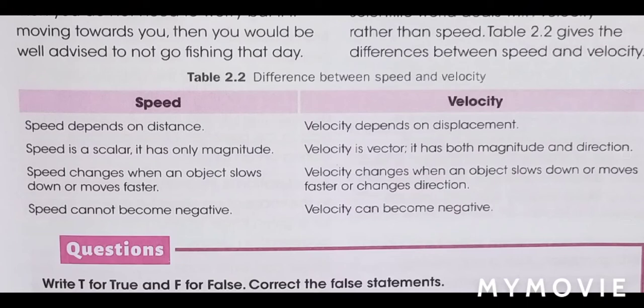Fourth difference: speed cannot be negative. Speed we always get positive only, but velocity can be negative. So velocity we can get positive and also negative. Sometimes velocity can be zero also.